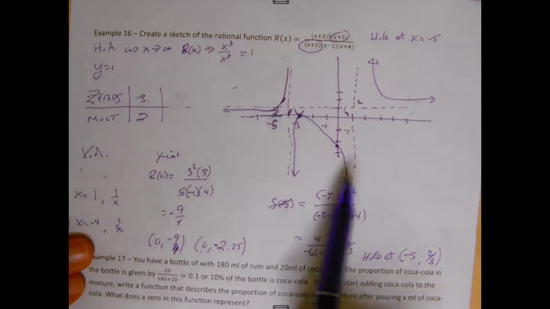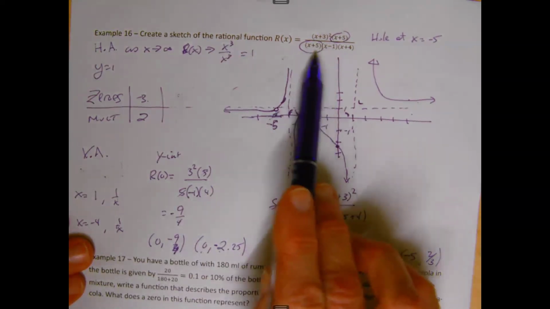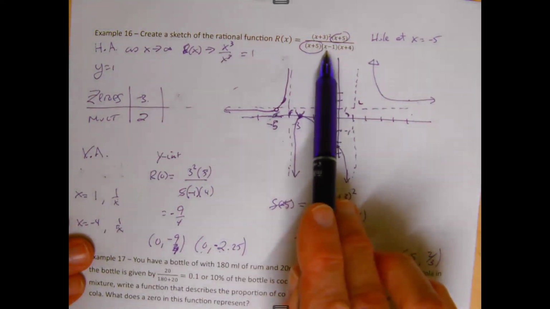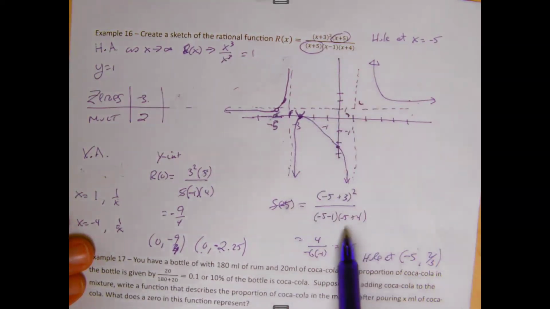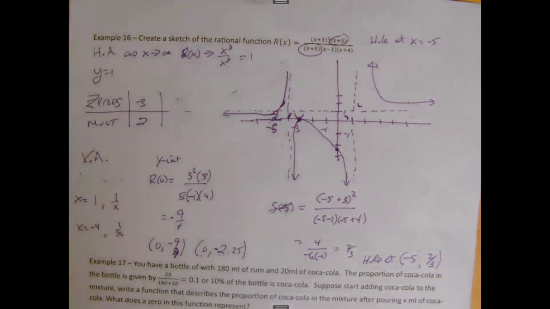Enter -5, right? So hole at -5, 3 is squared like that. -5 again, entering here. That gives me -6. I like that. And entering -5 there, -1, 6. Yeah, I'm happy with it. That's just what it is.